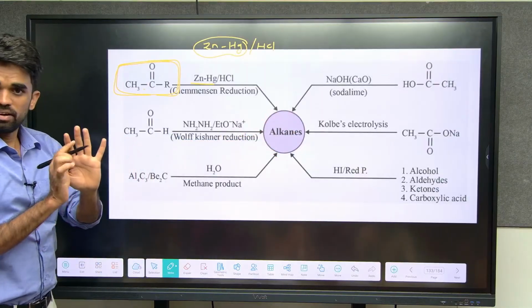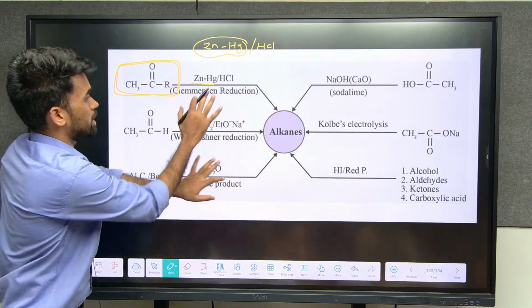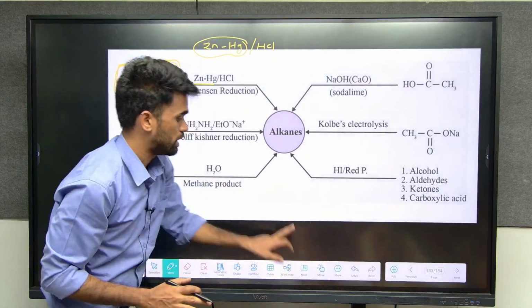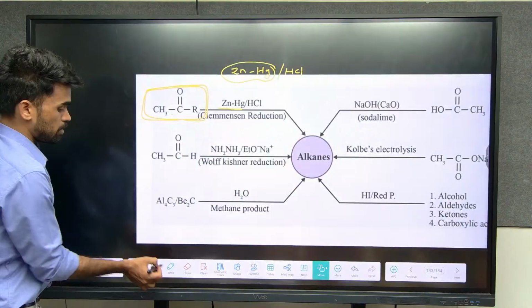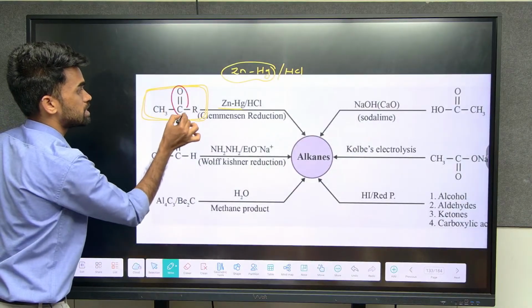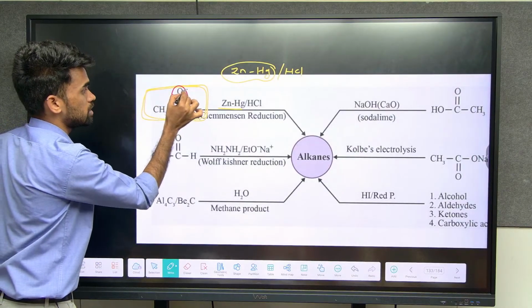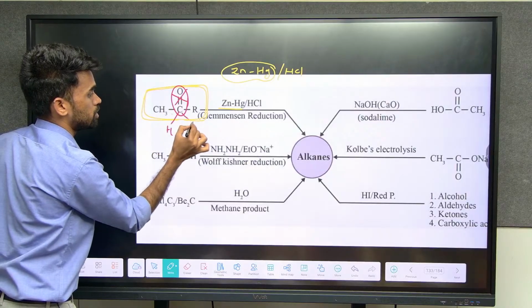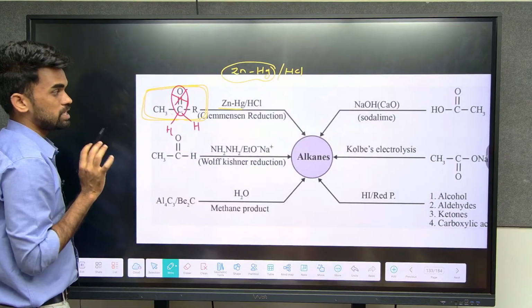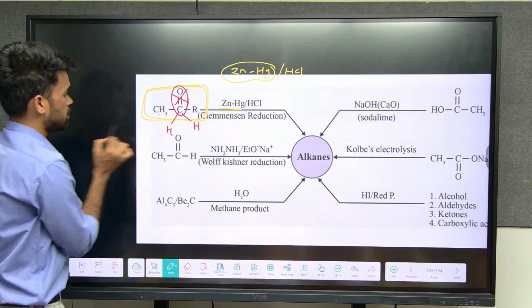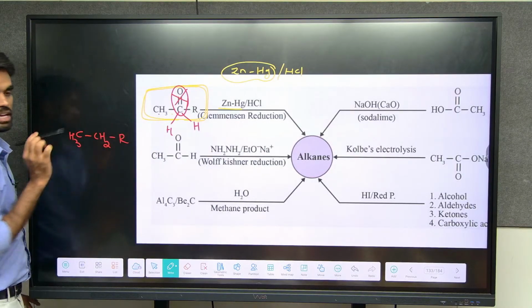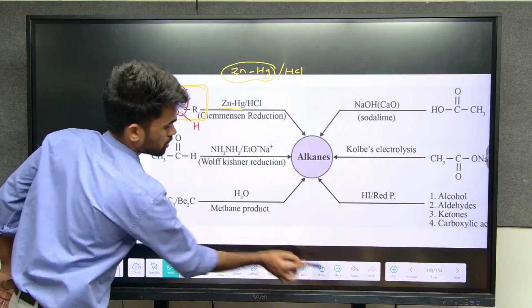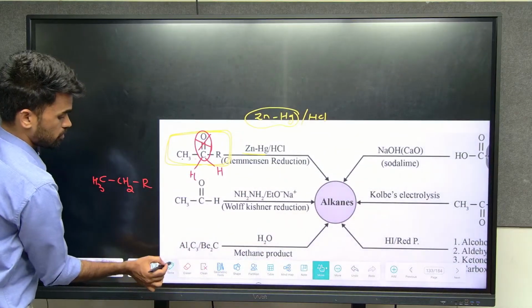What they will give you? Alkane. Very simple, you just need to identify and I will give the product, how to identify and how to give the final product. See, here this C double bond O is there, no? This C double bond O. Just remove oxygen, put 2 hydrogens on that carbon, like this. What is the alkane now? CH3, CH2, R. This is your final product. It means you just see here what I am writing.